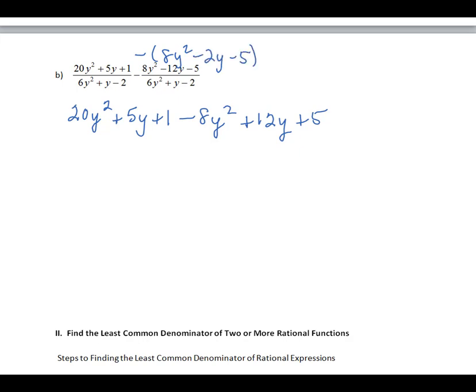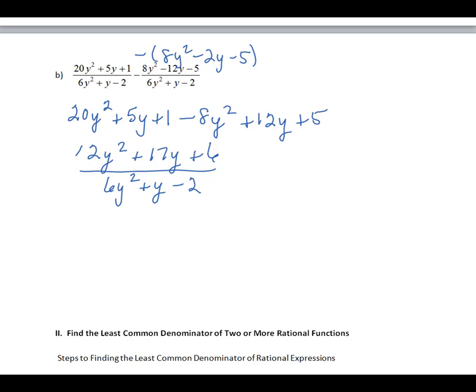which is the equivalent of distributing that negative onto each term. And before I even write, since I didn't say this was equal to this, I'm just going to combine the like terms and get my numerator squared away, and then I'll add the denominator in. So I have 12y squared plus 17y plus 6 all over that denominator of 6y squared plus y minus 2.